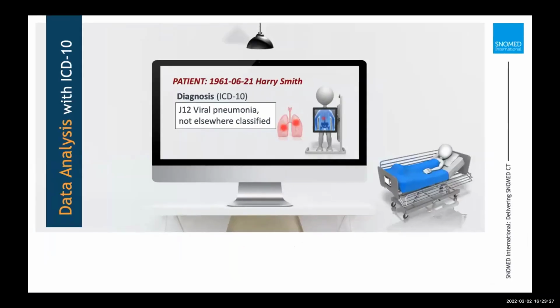So let's consider an example of viral pneumonia and look at how a classification and a clinical terminology differ in their support for data uses. Firstly, we'll use ICD-10 and we'll code viral pneumonia as J12. This is the ICD-10 code for viral pneumonia.